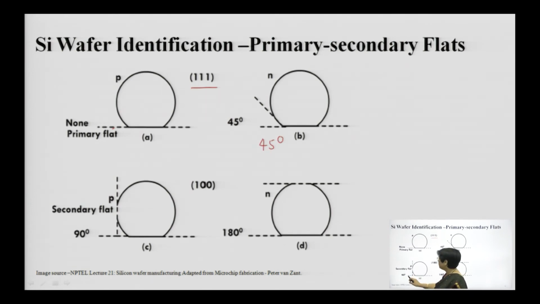Whereas in the case of 100, the P type has a 90° orientation between the primary and secondary flat. The primary flat is the larger flat, the secondary flat is the smaller flat. In the case of N type 100, which is normally used for MOS devices, we have the flats 180° apart. We have seen this in the last lecture itself.